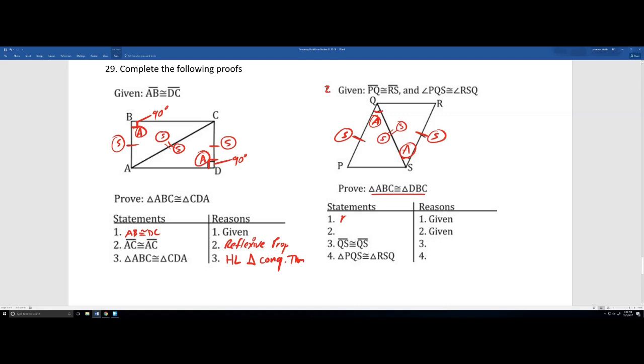Now, I'll start with what's given. PQ is congruent to RS, and then the angle PQS is congruent to the other angle RSQ. Okay, QS is congruent to itself. That's the reflexive property, so look at that. And if you look at what I marked up here, I have side, angle, side. So these two triangles are congruent by the side, angle, side triangle congruency theorem.